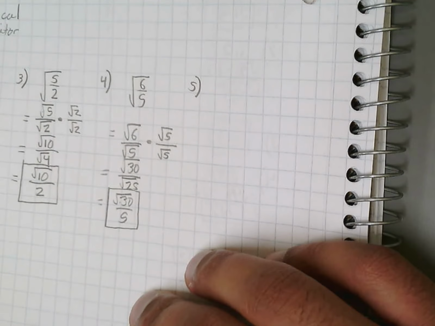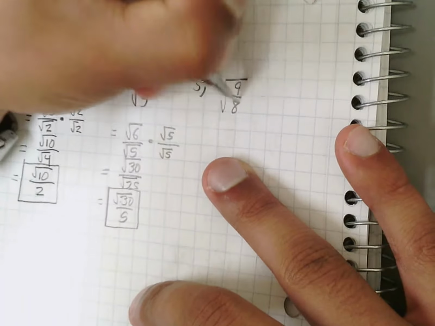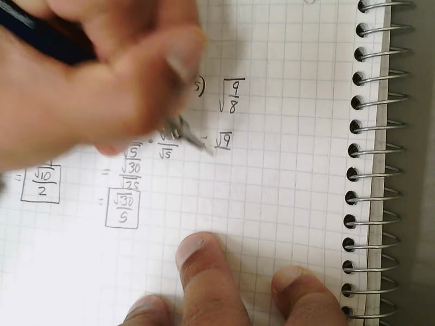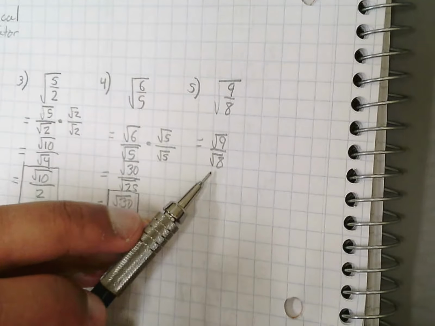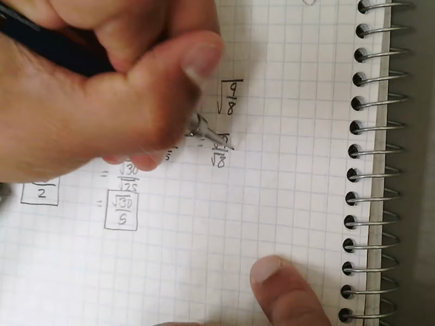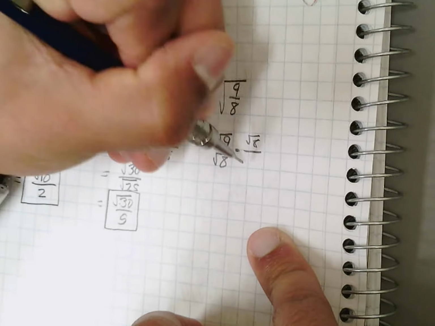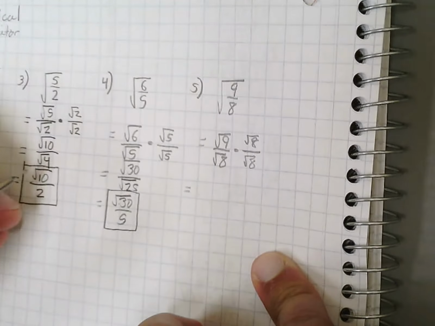So this will be square root of 9/8. Okay, that's the square root of 9 over the square root of 8. The square root of 8 is not a perfect square. I can't take the square root of it. So I'm going to go ahead and multiply by the square root of 8 over the square root of 8. That's going to rationalize the denominator.